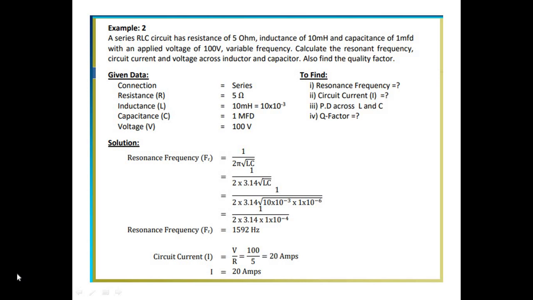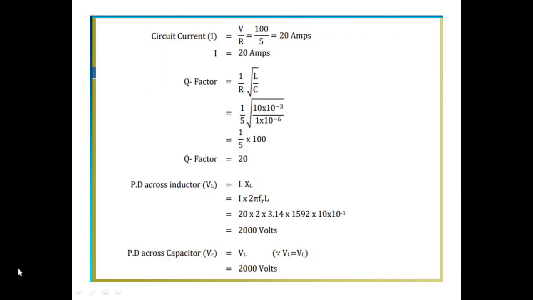Resonance frequency F is equal to 1 by 2 pi root LC, 1 by 2 into 3.14 root of L, where L is 10 into 10 to the power minus 3, into C, 1 into 10 to the power minus 6. The resonance frequency is 1592 Hertz. Circuit current I is equal to V by R. V is 100, resistance 5 ohm, so 20 amps. The circuit current is 20 amps.